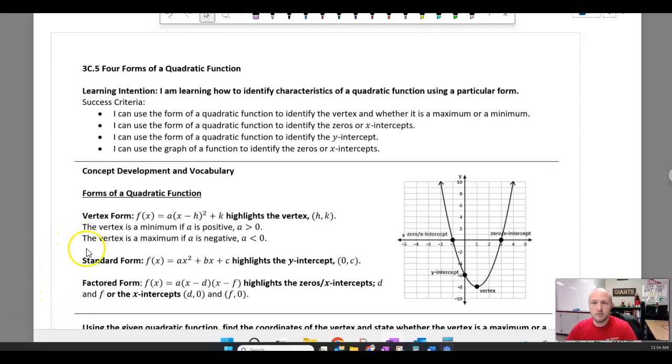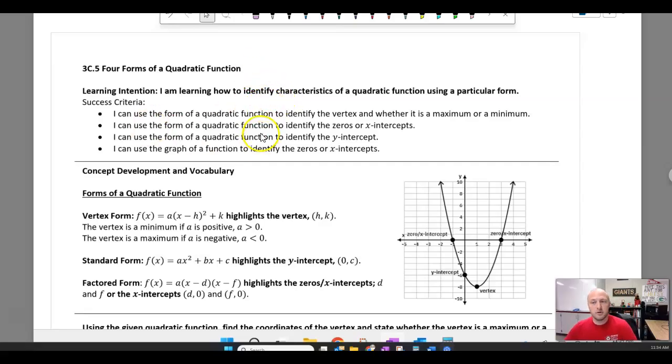So today we're going to look at the four forms of a quadratic function, and specifically we're learning how to identify characteristics of a quadratic function using a particular form. The form of the quadratic function to identify the vertex and its maximum or minimum is very, very important. So hopefully you can identify and use that.